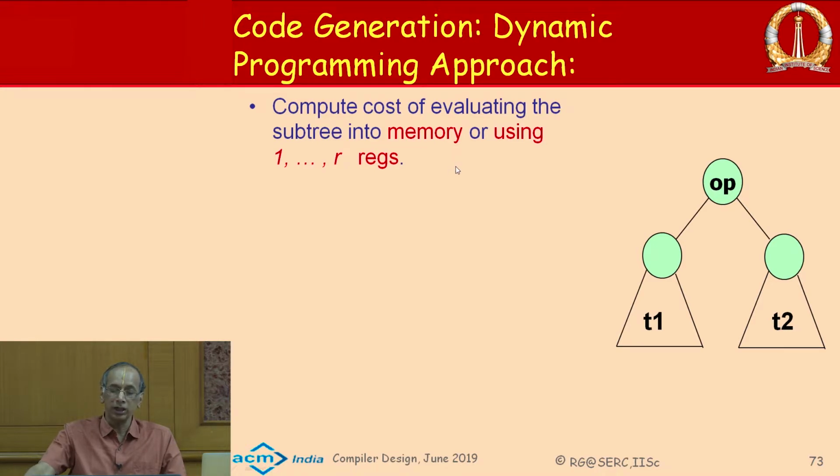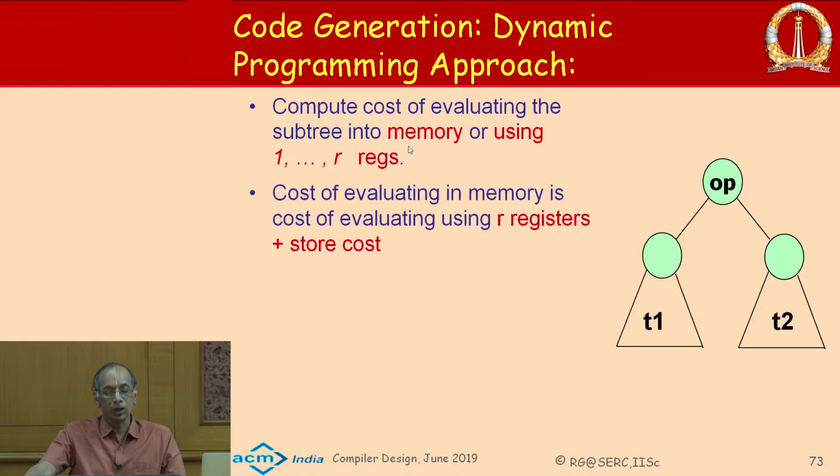Okay. So, essentially at every node we are going to have an array of costs, right. We will store in array element 0 the cost of doing it in memory and then in 1 to R the cost of doing it, right, using 1, 2, 3 up to R registers. So, it is basically an array of R plus 1 elements. That is really what we are going to do. Okay. So, as I mentioned earlier, the cost of computing it in memory is basically the cost of computing it using at most R registers plus the store cost.